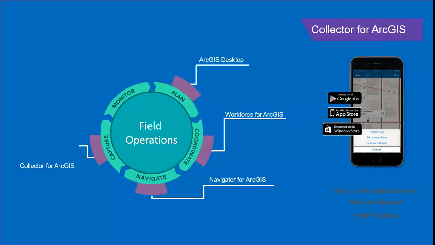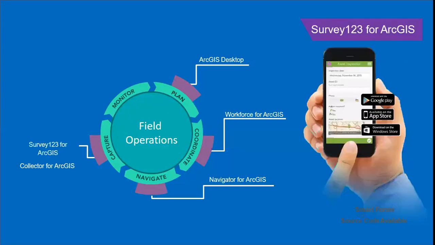Now, here's the meat of the matter. I've planned, I've coordinated, I've navigated to the site. Now I need to actually collect data because this is the aim of the assignment. And you can use our popular Collector for ArcGIS to do the same. In addition, you can use Survey123 to help with data capture. So your Collector and Survey123 together doing your inspections, collecting your polyline features, for example.